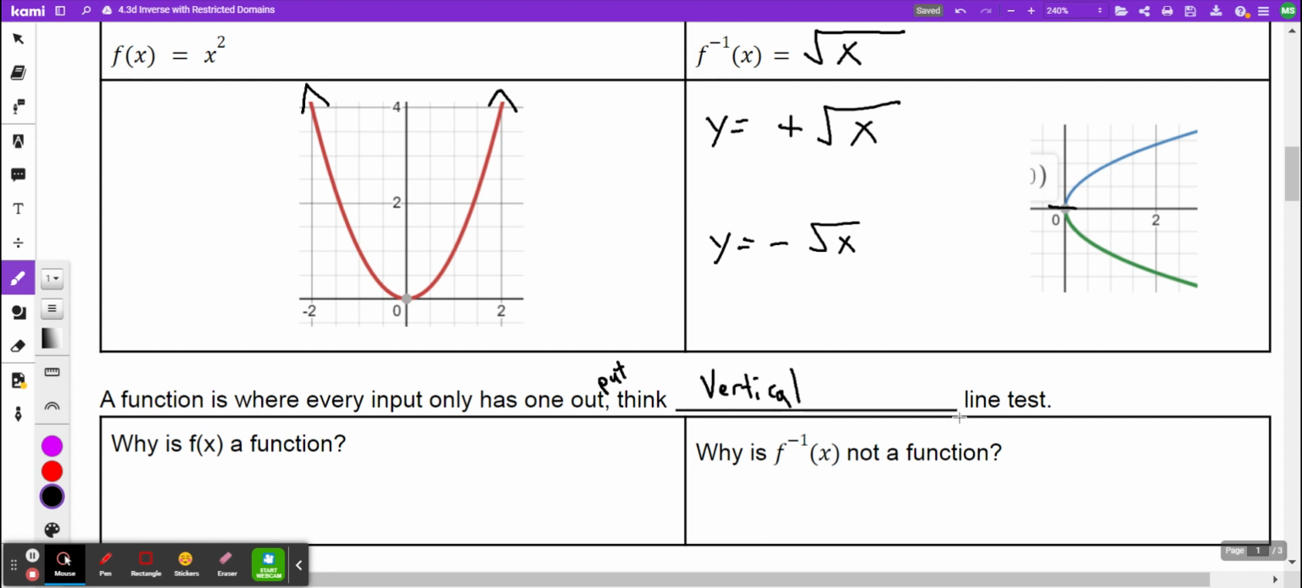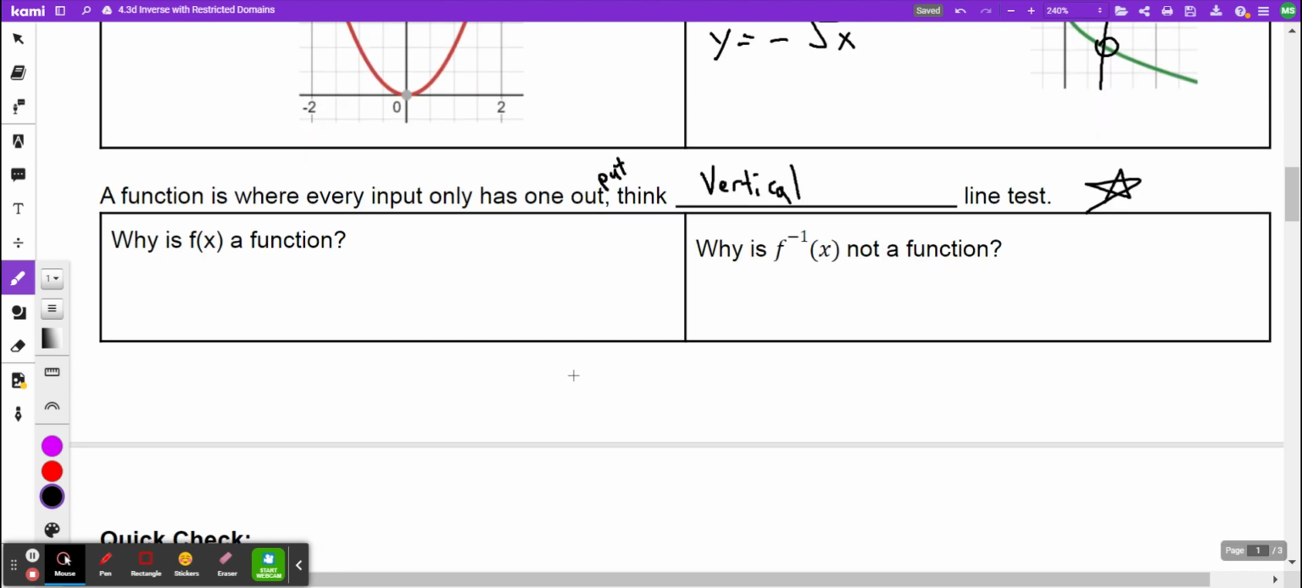So here's the question. Why is f of x a function? And why is the inverse of f of x not a function? 3, 2, 1. So you could have written, hey, every input has an output and it passes the vertical line test, but the inverse does not because it doesn't pass the vertical line test. It touches more than once. It touches here and here. Now there's a horrible vertical line, but you get the idea.